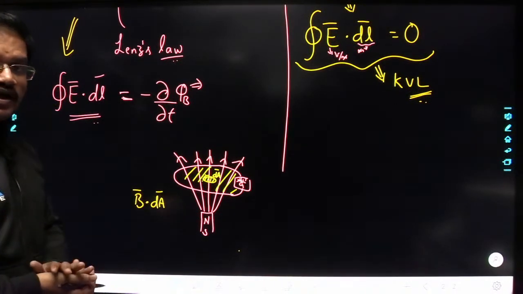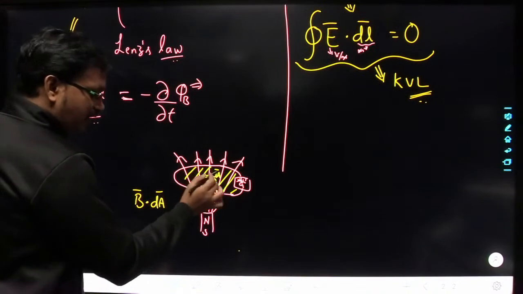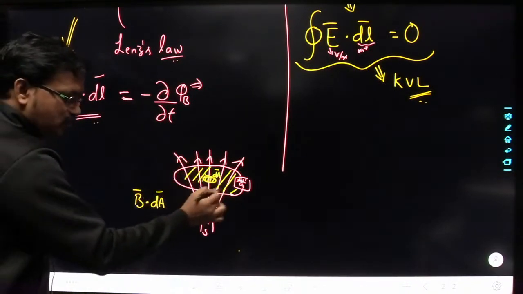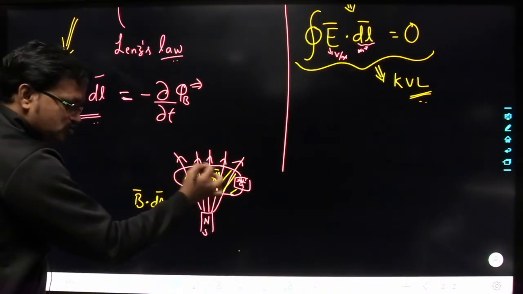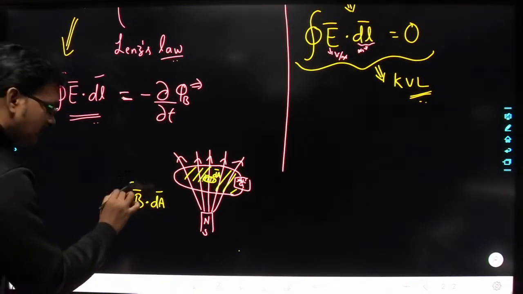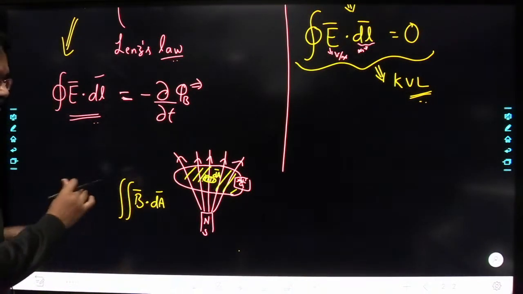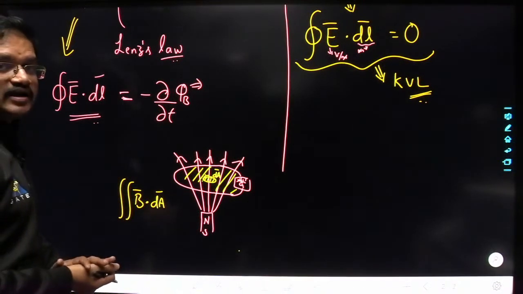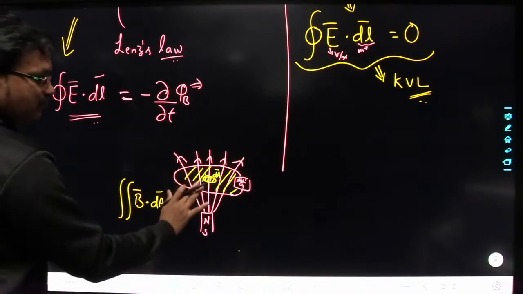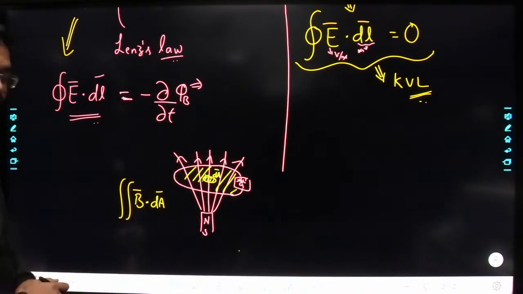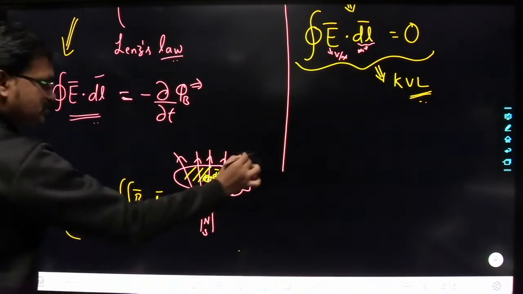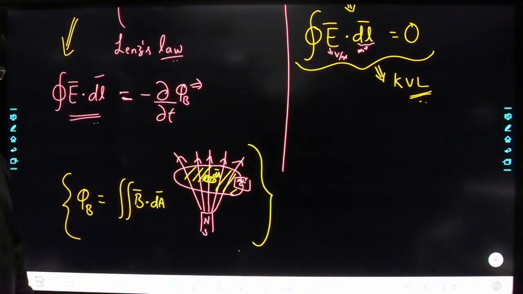Now, to determine the total number of field lines penetrating throughout this surface, you have to integrate over the surface that is enclosed by this loop. If you integrate throughout this surface, you get the total number of magnetic field lines penetrating through it, or simply the magnetic flux through this surface. This is the representation of magnetic flux.